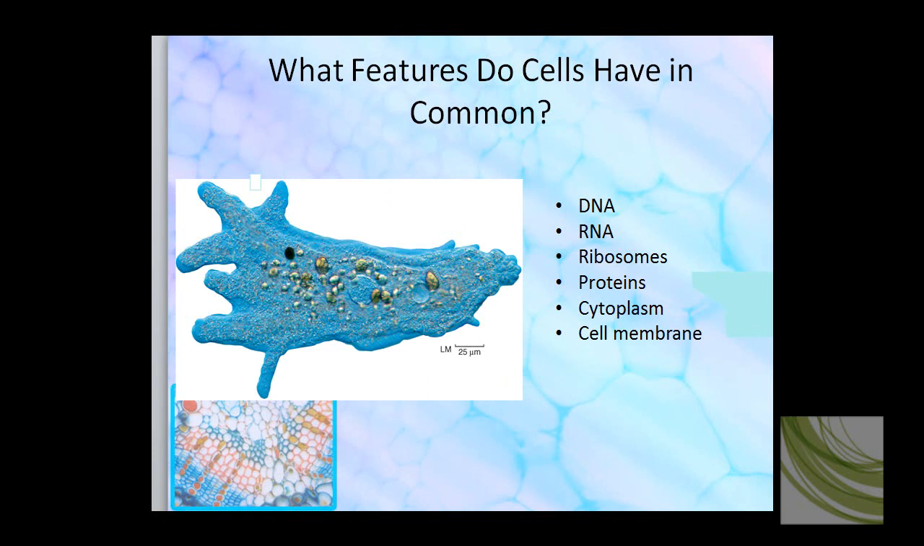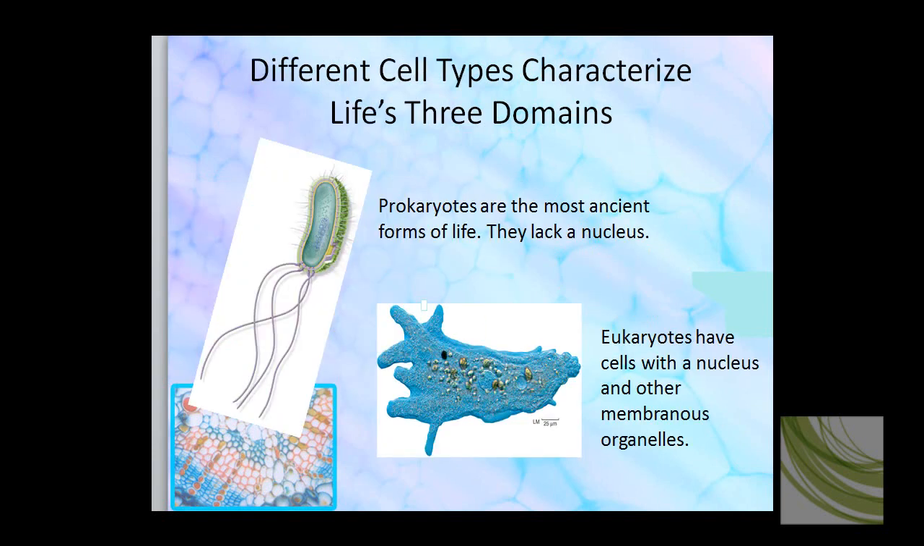Cells have these little things called organelles. We're going to go through some pretty quickly here. Different cell types characterize life's 3 domains. Prokaryotes, which are either in domain archaea for the archaic bacteria, and bacteria for modern bacteria, don't have a nucleus. They just have a little region where all the nuclear material stays. Eukaryotes have an official nucleus. Basically, there's a membrane around the DNA that keeps the DNA separate from the rest of the cell.